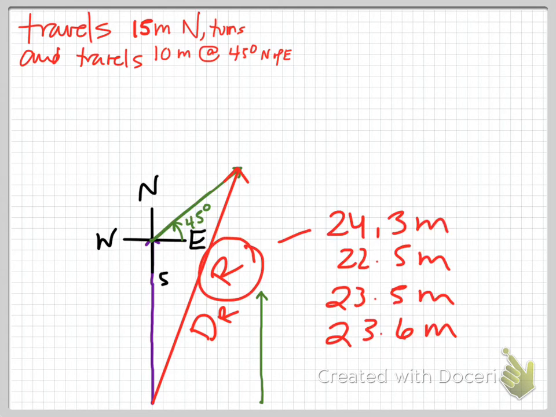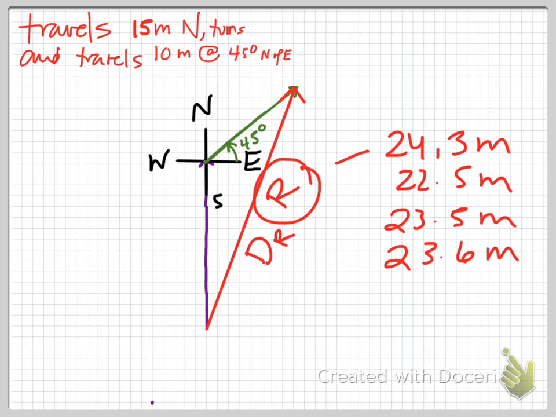So, who's right? We don't know. These are all in the same ballpark. We can pretty well say that the displacement is somewhere around 24 meters. Now, you're not done. Because if the displacement is 24 meters and it's a vector quantity, you also have to have what? Direction.